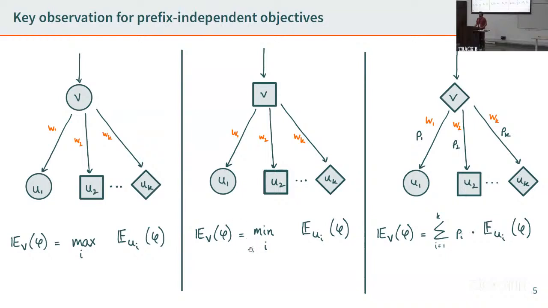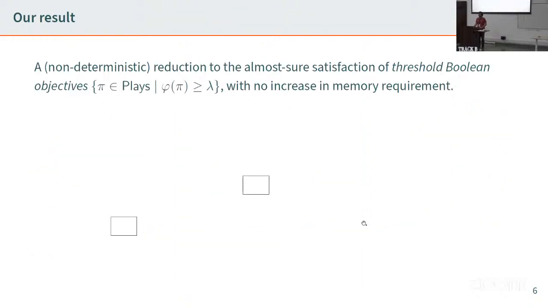Similarly, if you have a player 2 vertex, an adversarial vertex, who is trying to minimize phi, then the expected value of v is the minimum over the expected values of the out neighbors. And finally, if you have a probabilistic vertex, then the expected value of that vertex v is the weighted sum of the expected values of the out neighbors, where the weights are the probabilities of these edges. Okay, so this property will be useful to us.